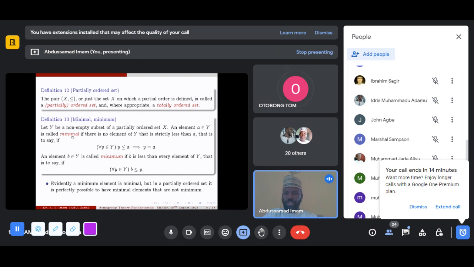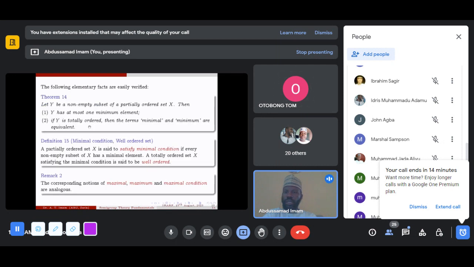These notions are not the same. You may think that the concepts of minimal and minimum are the same, but they are not. It is evident from the definition that a minimum element is minimal. Minimum is minimal, but you can have minimal elements that are not minimum. So please, this concept should not be confused. In a partially ordered set, one can perfectly have a minimal element that is not a minimum. So this should be clear.